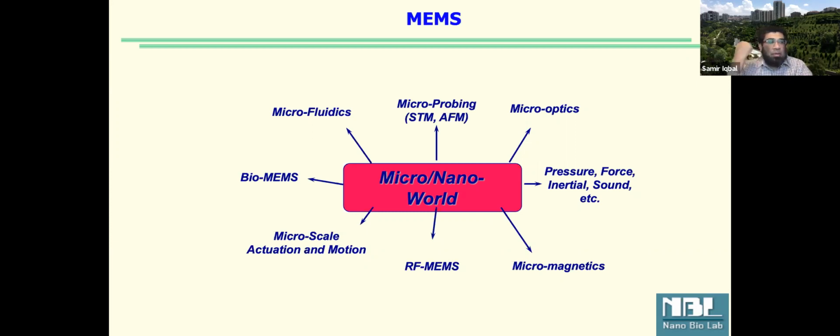For example, soldiers wear night vision goggles. They have MEMS devices called bolometers that can detect a specific range of light which I cannot see in the dark. So these are all MEMS devices. Then there is microscale actuation and motion. BioMEMS are microfluidic, which is much more important for what we're going to discuss.